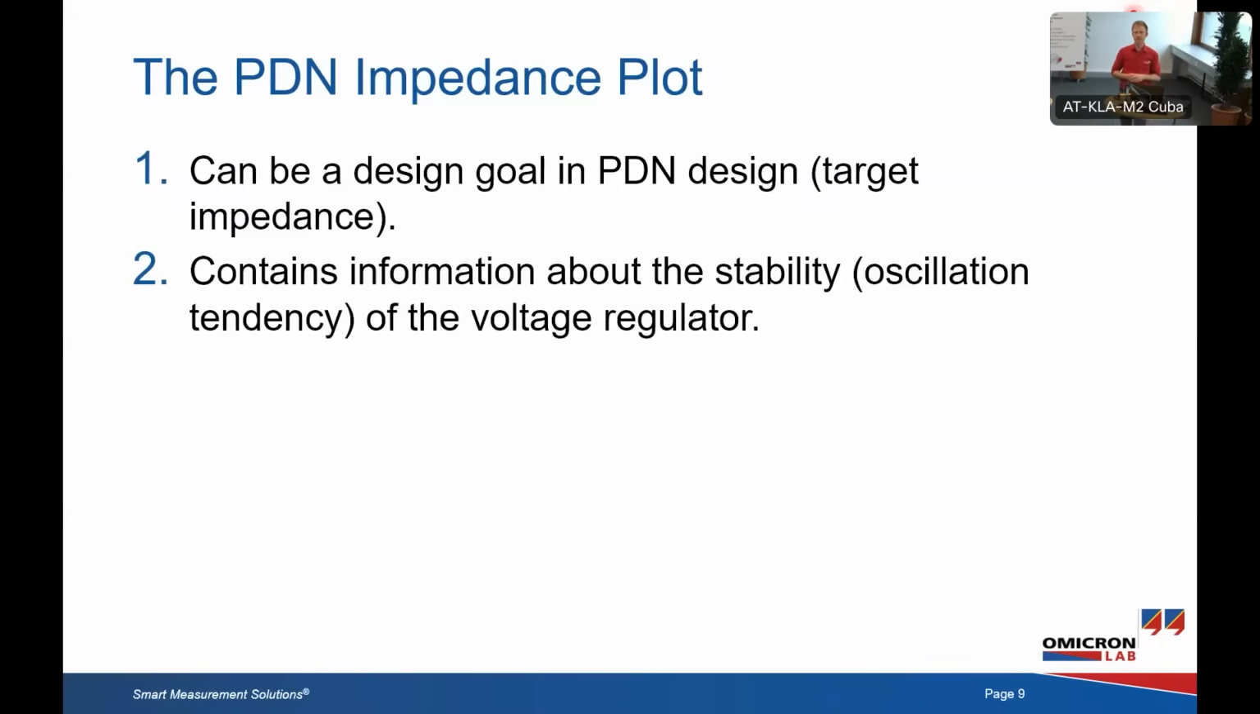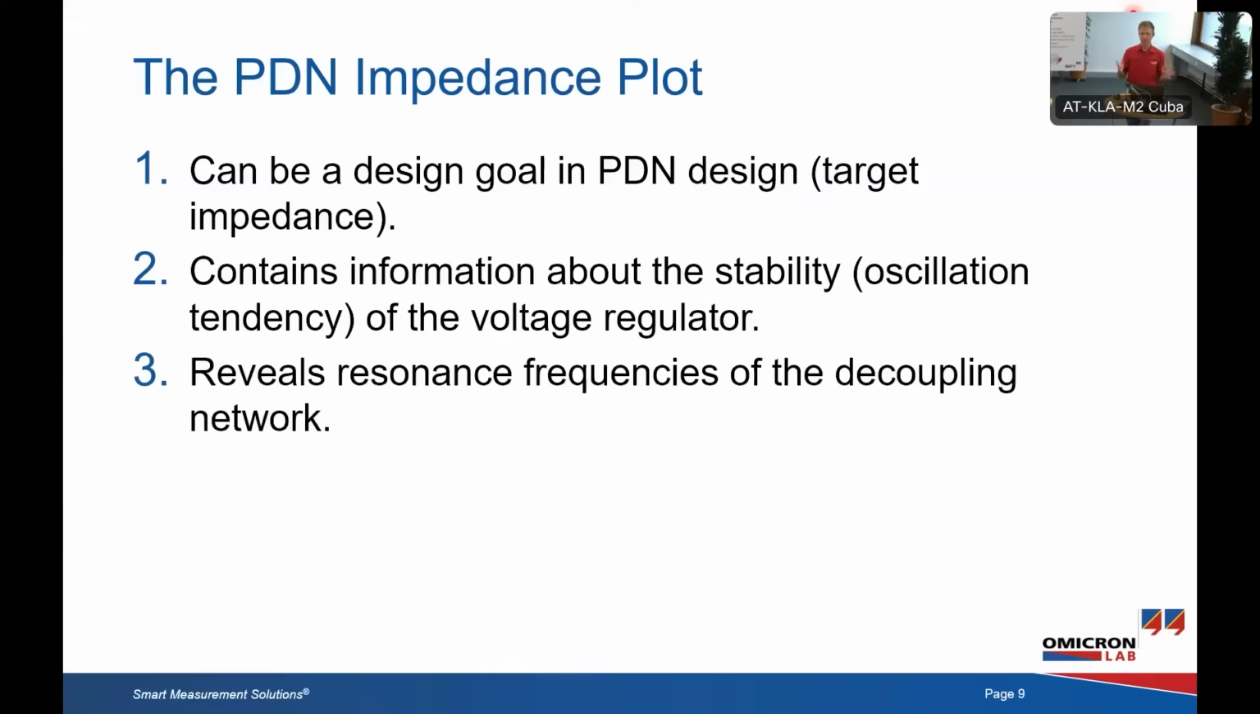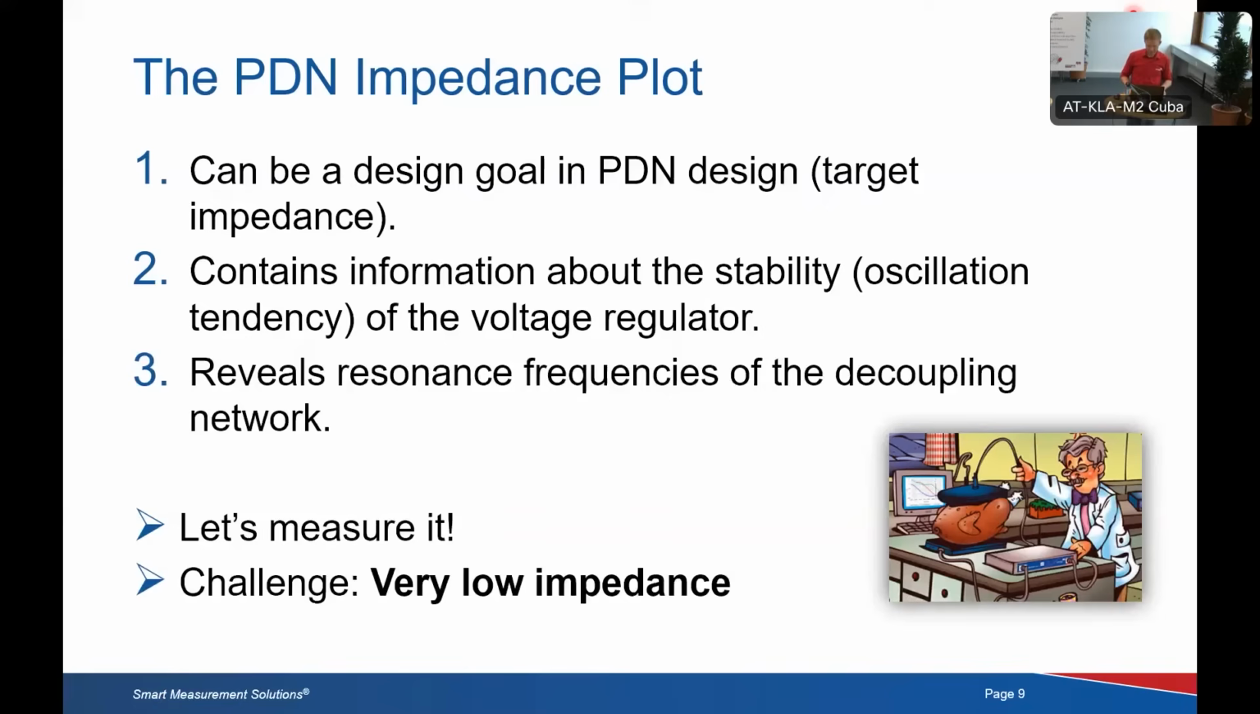Then it contains information about the stability or oscillation tendency of the voltage regulator. We have seen that in the simulation before, where different phase margins cause different profiles at the crossover frequency of the voltage loop. And you can immediately see if there are critical resonances, high Q resonances in the decoupling network that one might want to damp. So since there is so much information included, I suggest that we measure it.